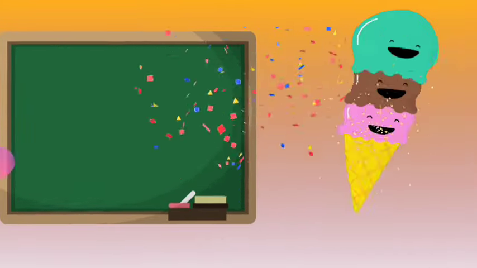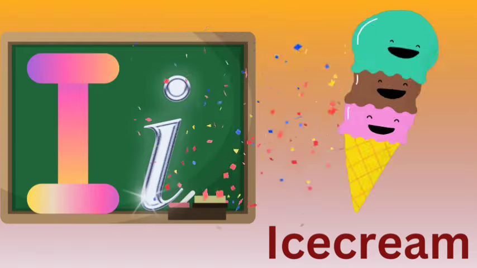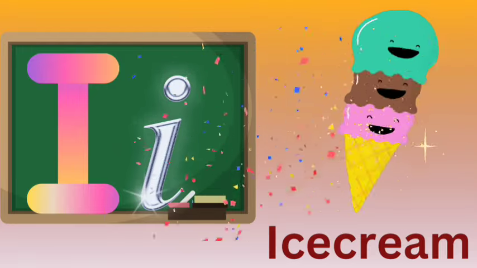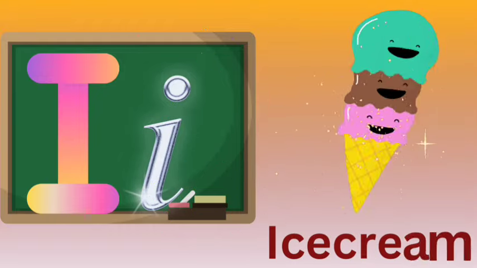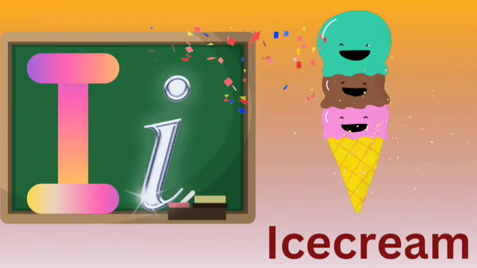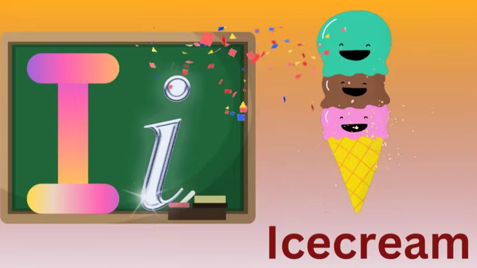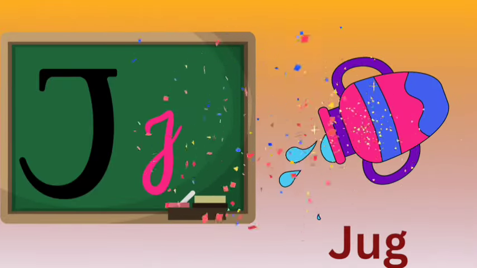I is for ice cream, ice cream, ice cream. I is for ice cream, ice cream, ice cream. J is for jug, jug, jug.